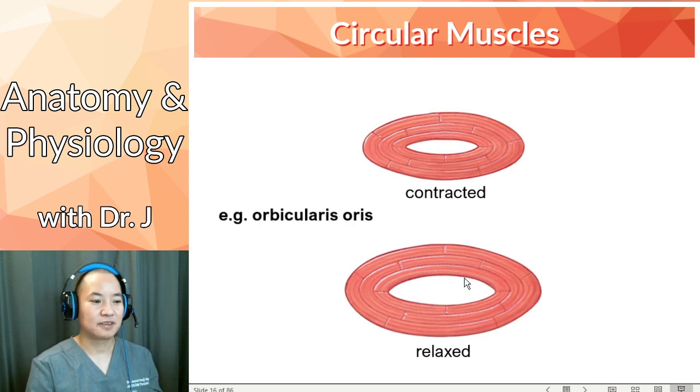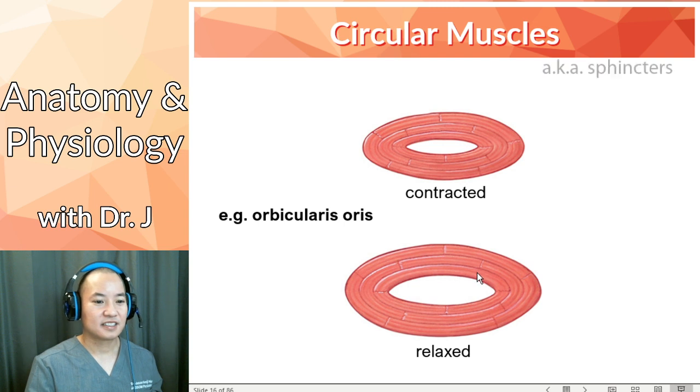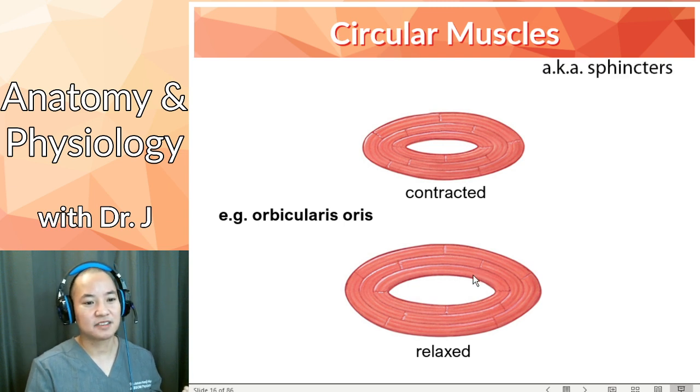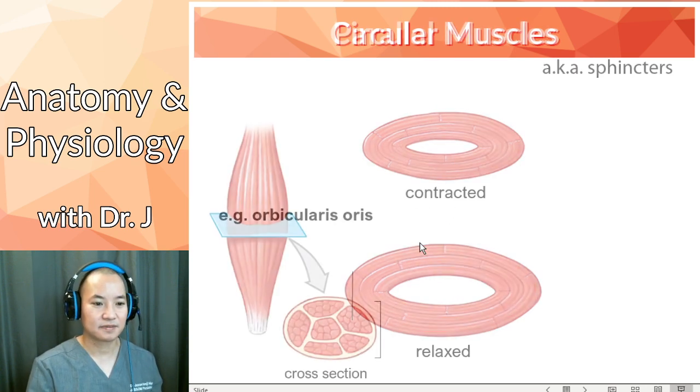So things like your orbicularis oris. Orbicularis, again, orbit, is referring to a circular orbit shape. And this is a classic example of a circular muscle. The thing is that they're sometimes also called sphincters. So sphincters are circular muscles. We talk more about sphincters in PHYL 142, but just FYI, circular muscles are sometimes called sphincters.